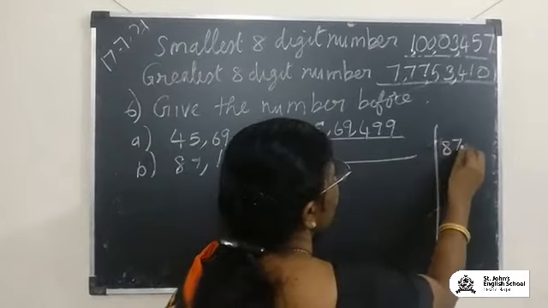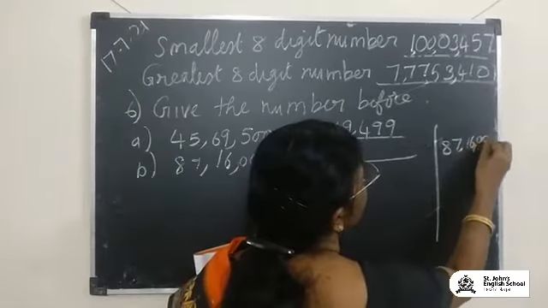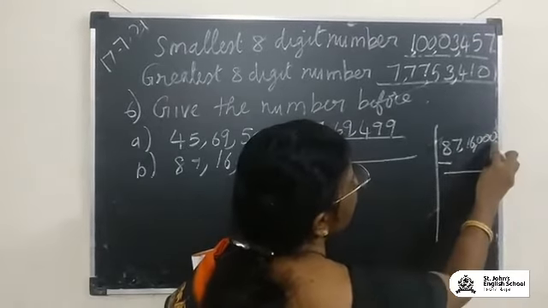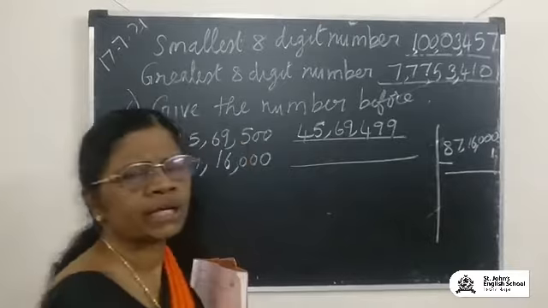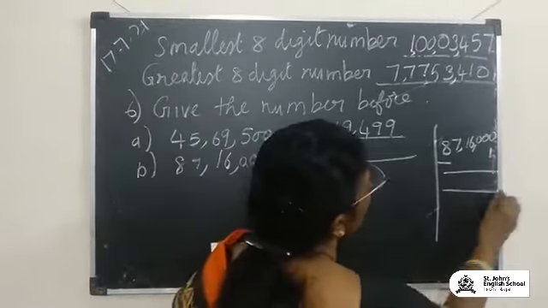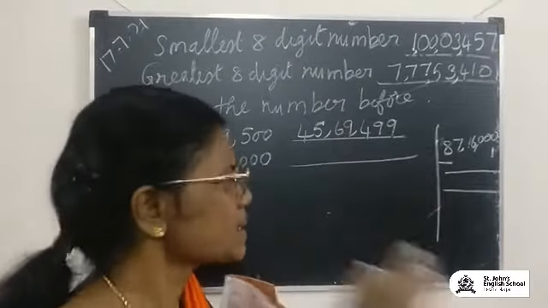You write this number 87 lakhs 16,000. Put the minus 1 in the ones place. Always, the first number is in the ones place. This 1 is a one-digit number. So what you have to do is ordinary subtraction, by borrowing.